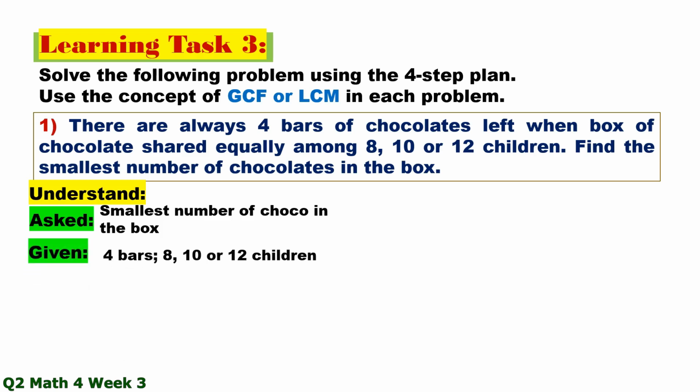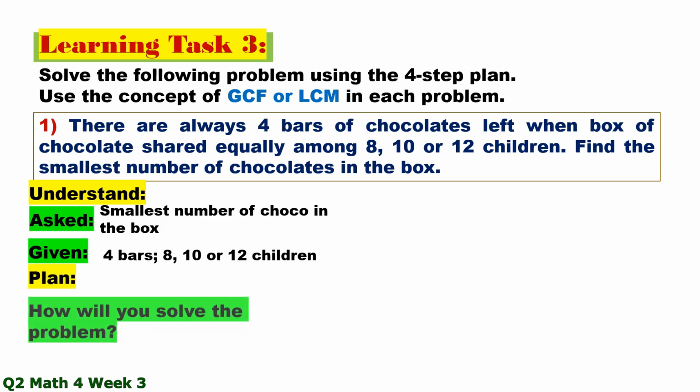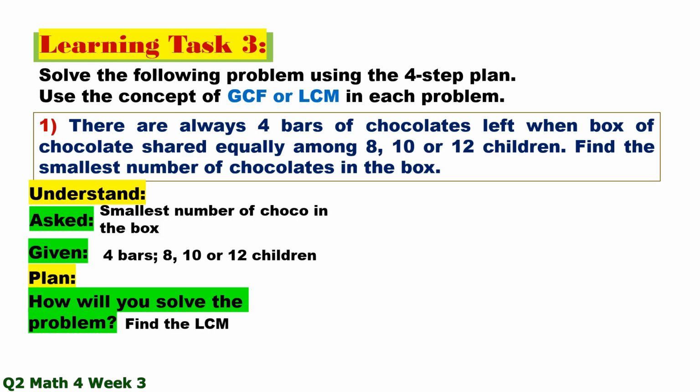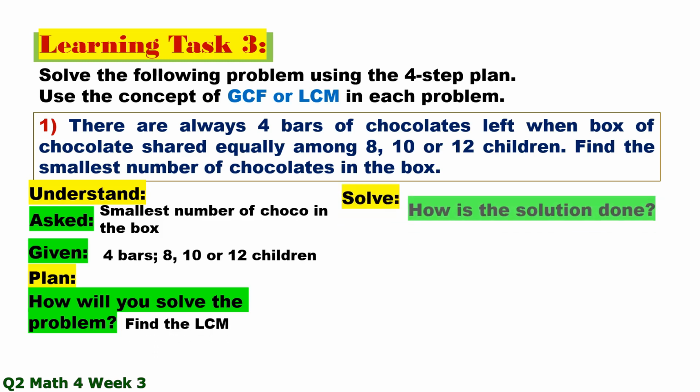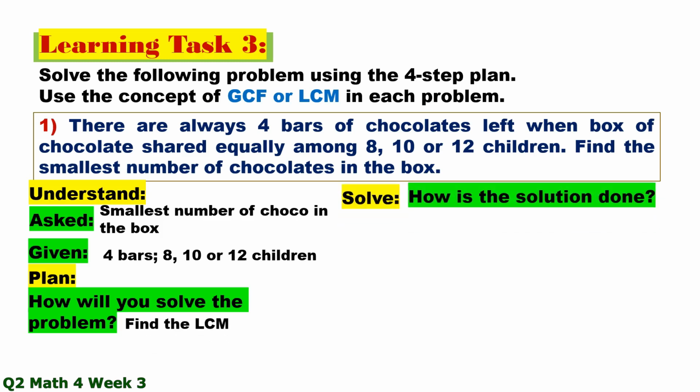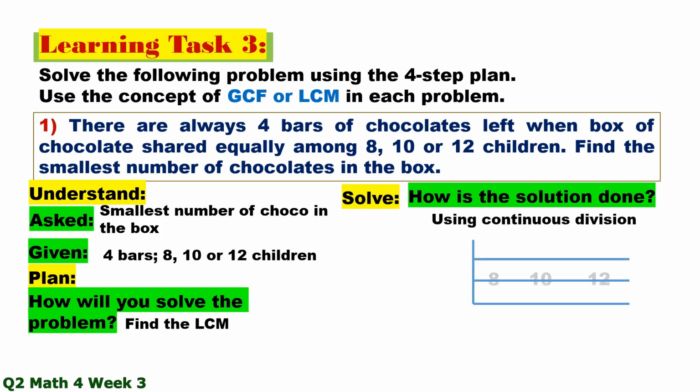Given 4 bars, 8, 10, or 12 children. How will you solve the problem? Find the LCM. And how is the solution done? Using continuous division for 8, 10, and 12.